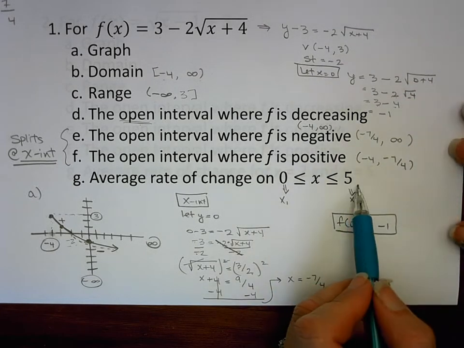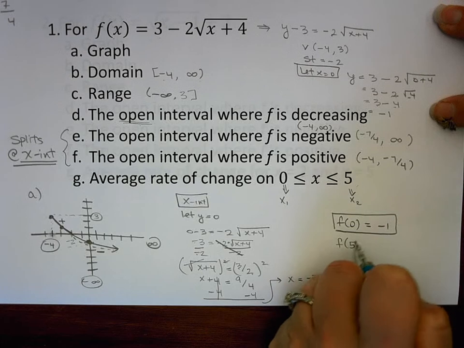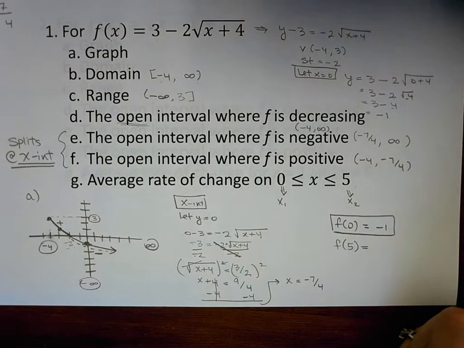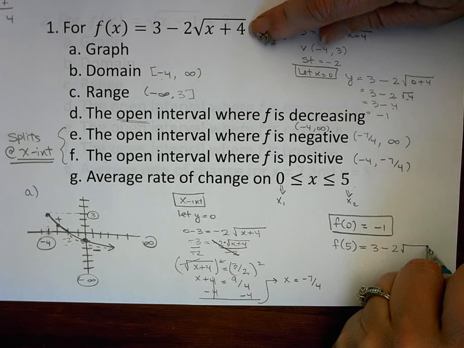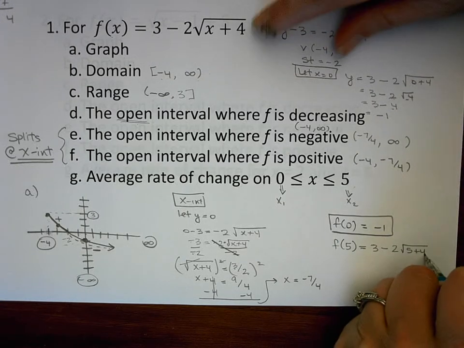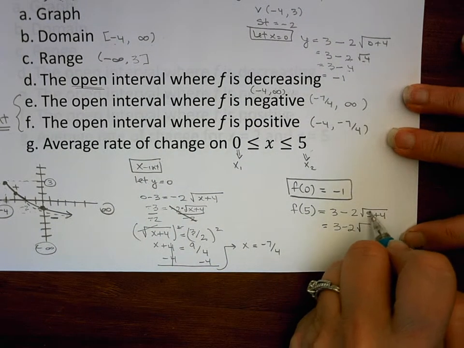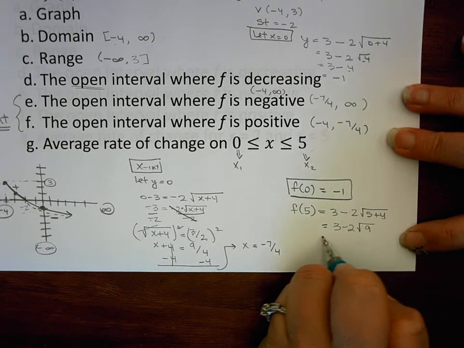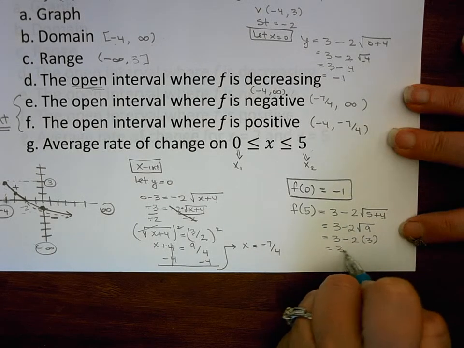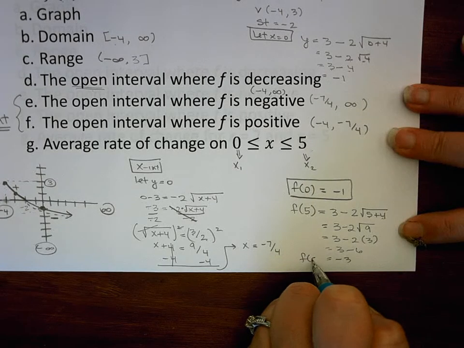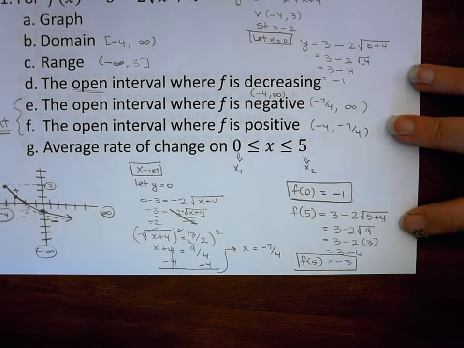So now I have to do the same thing, but I'm going to replace x with 5. So I'm going to do what I did up here, but I'm going to use 5 instead of 0. So I have 3 minus 2, and then x plus 4, but x is 5. And then I want to simplify that. So we simplify the radical. 5 plus 4 is 9. And the square root of 9 is 3. So that will be 3 minus 6, which is negative 3. Okay, so I am going to use a piece of scratch paper here just to finish this up.